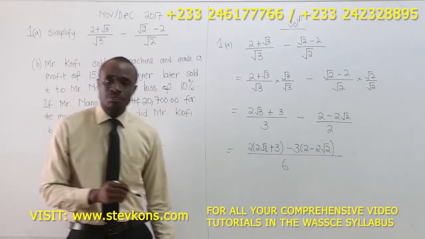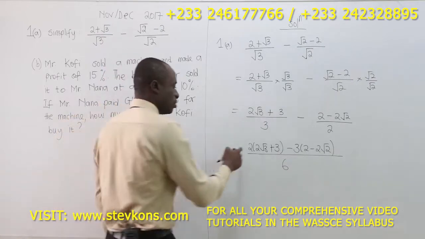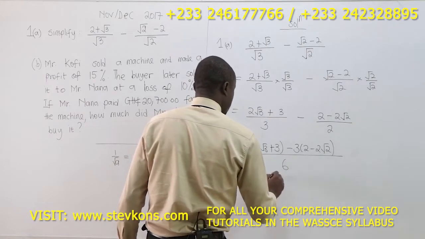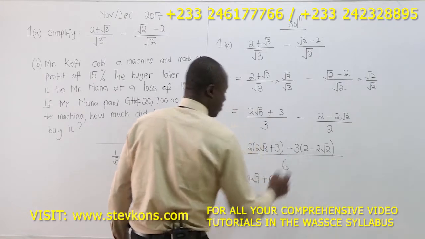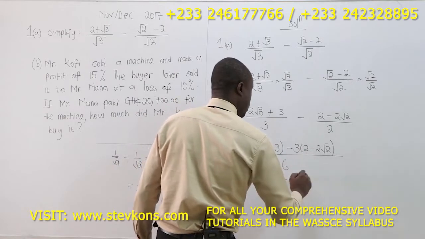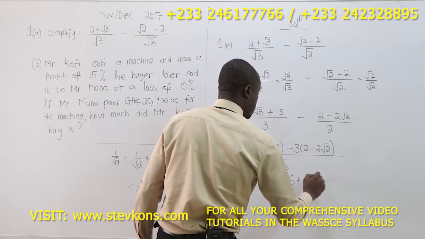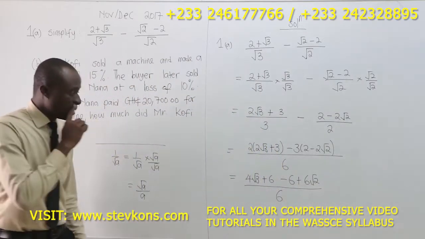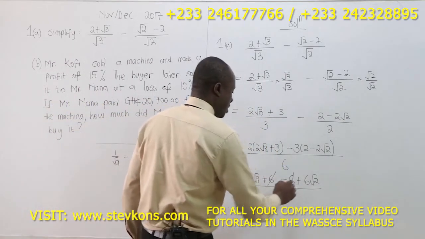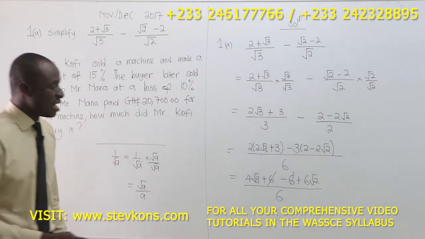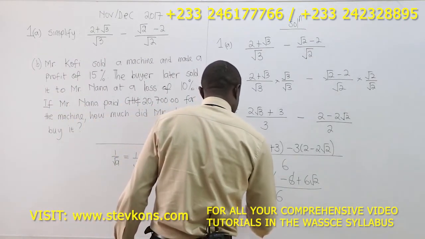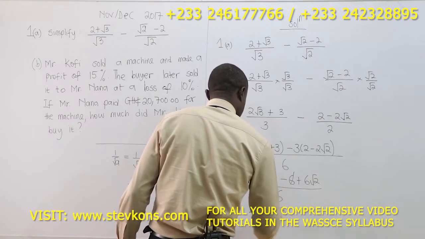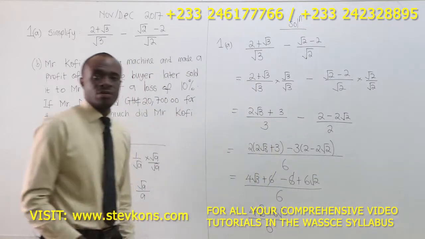Now, from here, what do we do? We expand using the distributive property. 2 times 2, so that is 4 root 3. 2 times 3, we have 6. Minus 3 times 2, that's 6. Later, negative, negative, positive. 3 times 2, 6 root 2, all over 6. Now let's see, you see 6 minus 6, this and that is cancelling out. So clearly, what do we have? We have 4 root 3 plus 6 root 2, all over 6.